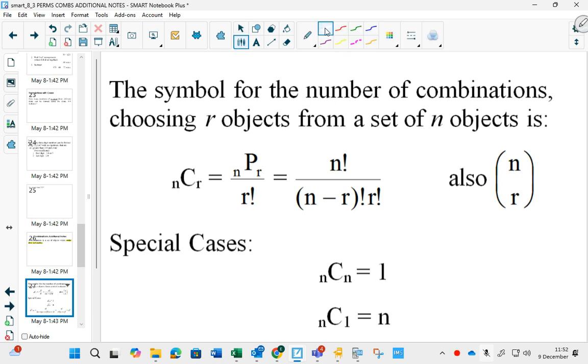If you have whiteout, that line's not supposed to be there. But as you get into university, sometimes combinations are written like this. Sometimes they're written in brackets like this. So if you had 8, 5, that's 8 choose 5.